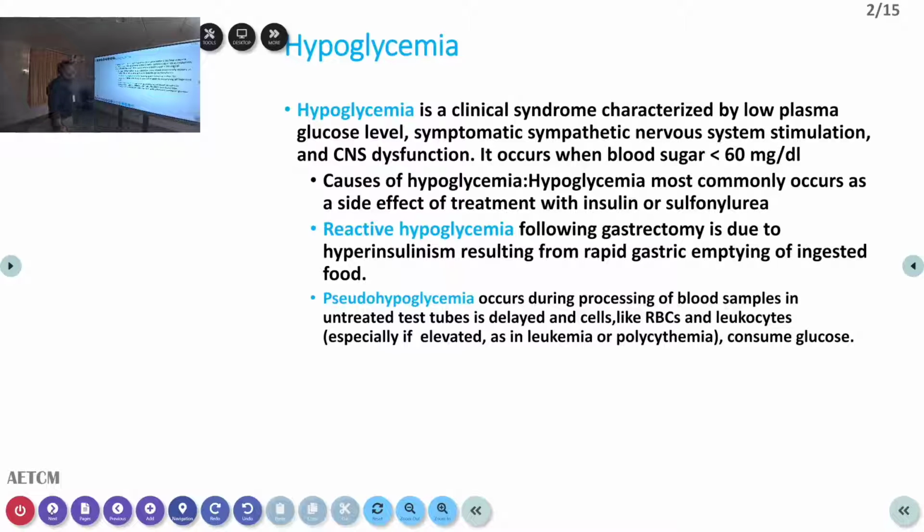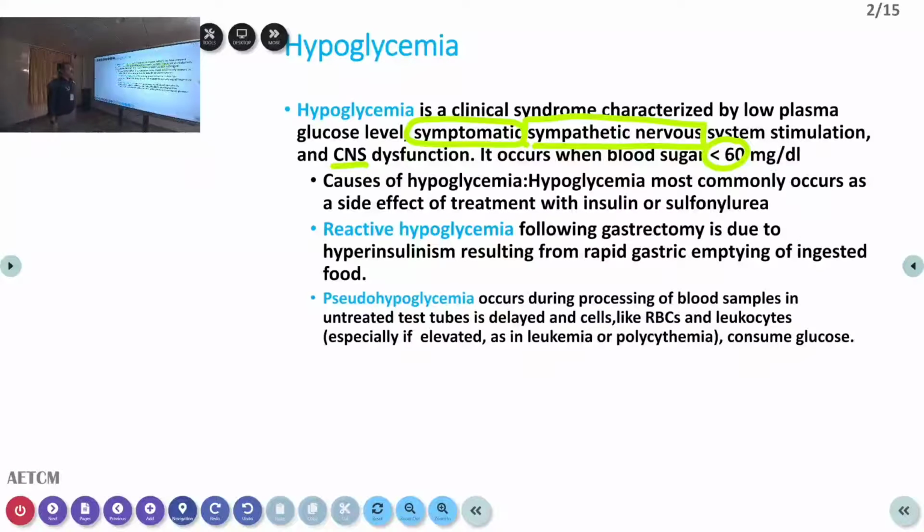So this is a clinical syndrome characterized by low glucose level and symptomatic sympathetic nervous system stimulation. That is very important. It has to be symptomatic. And sympathetic nervous stimulation like palpitation, sweating, tremors, all these things, and CNS dysfunction. Patient can have altered behavior, low GCS, all these things. So whenever a patient comes to the emergency room with low GCS, instead of thinking big reasons, always rule out blood sugar. And if it is less than 60 milligram per deciliter, this is called hypoglycemia.